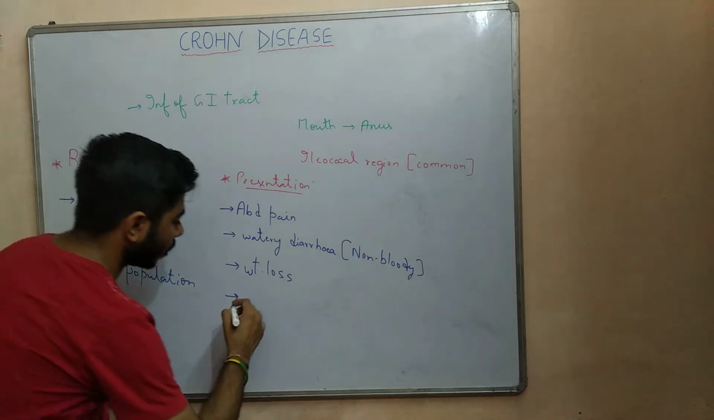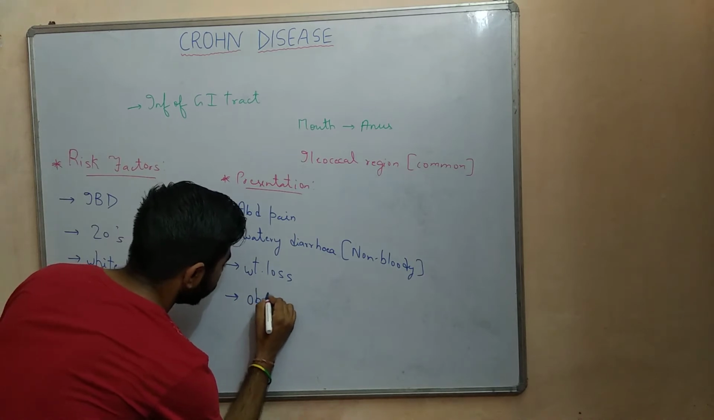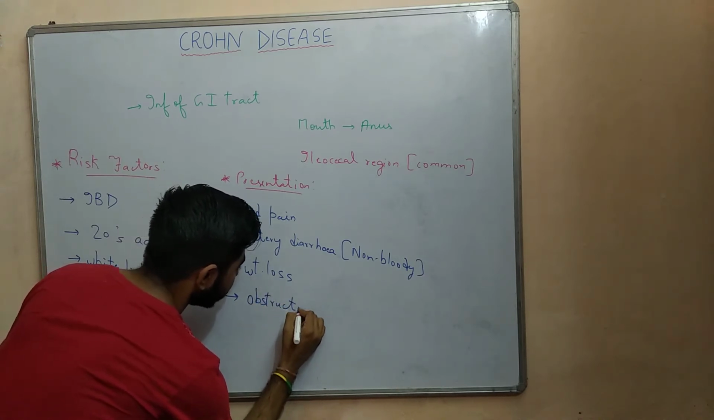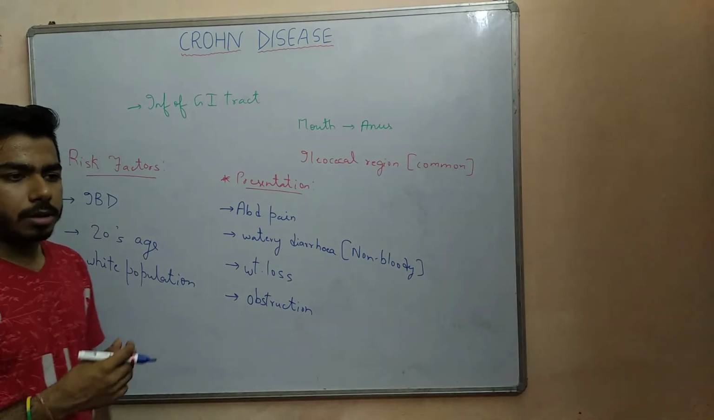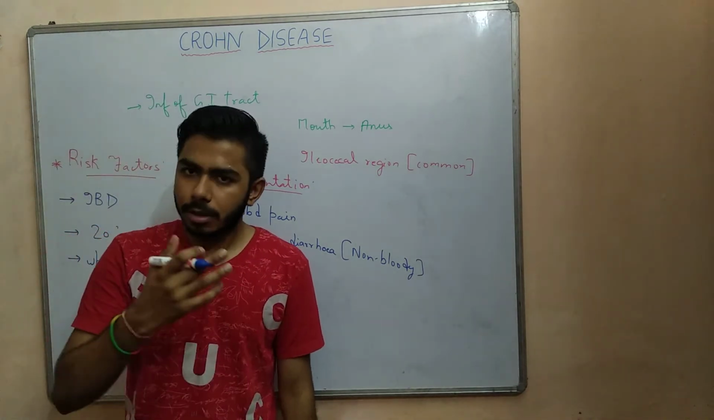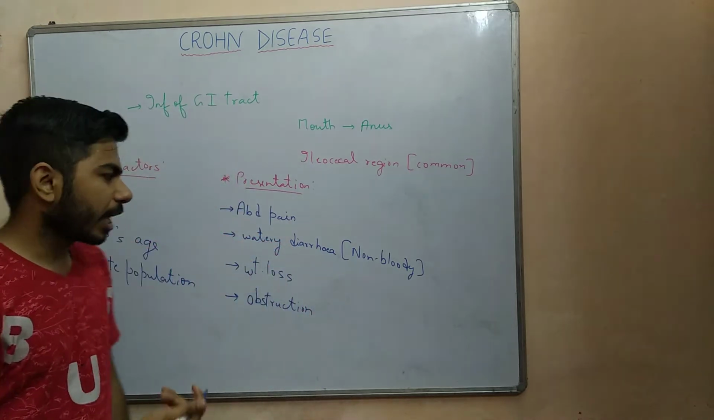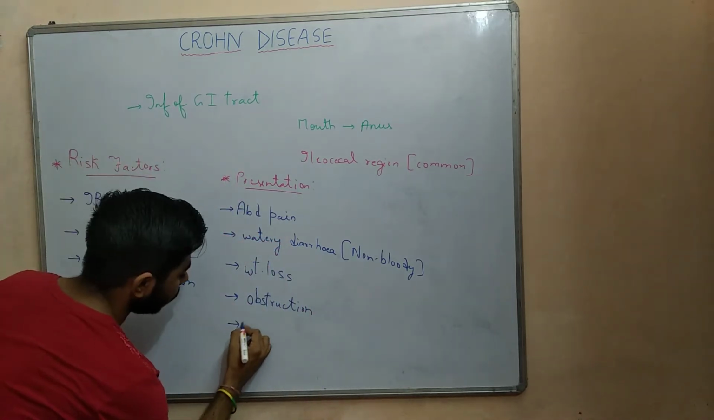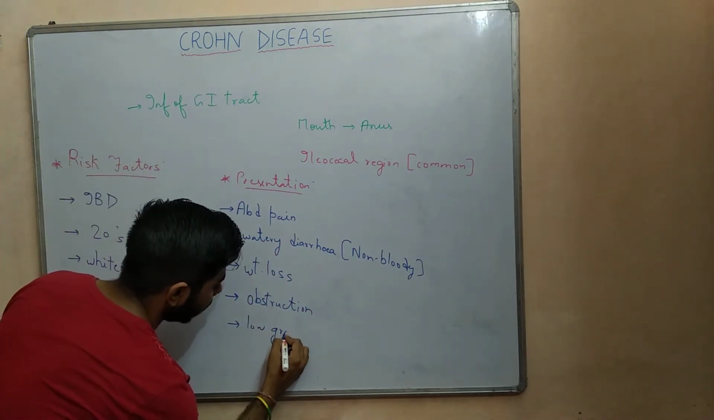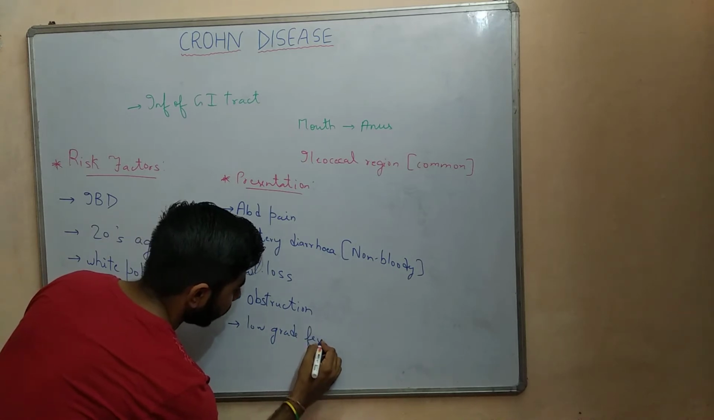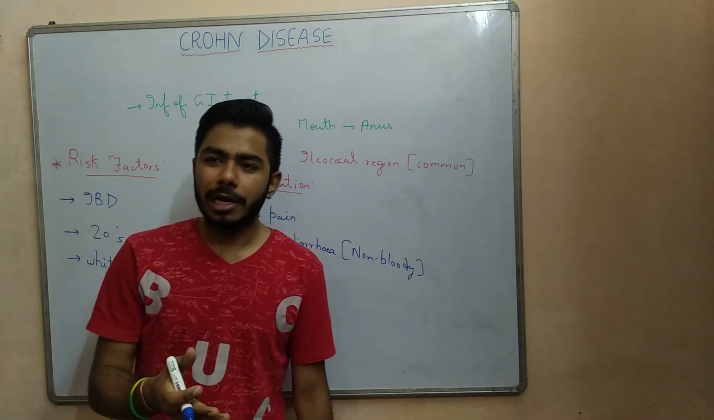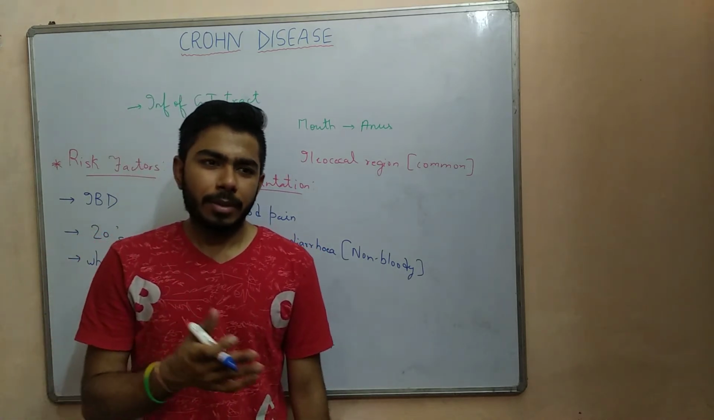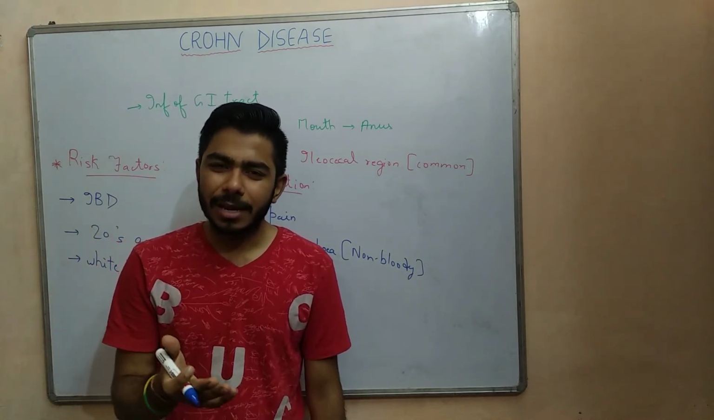Now, after that, some kind of obstruction can also be there in the bowels. What else? If you talk about systemic symptoms, fever can be there. Some low-grade fever can be seen in such patients. Intra-abdominal abscess can be there. Now very important, perianal fissures or fistulas can be there.